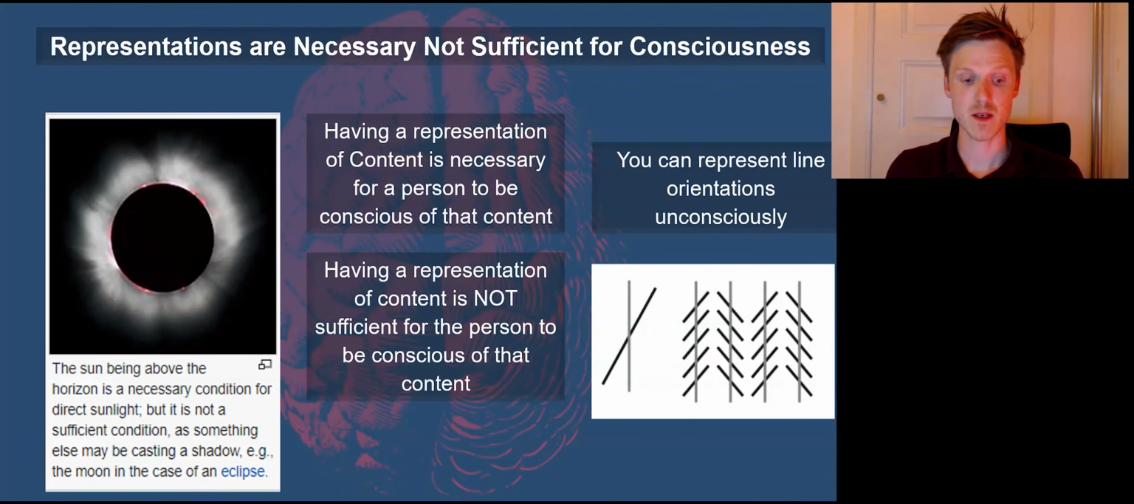A third aspect is that while it is true that a representation of content is necessary for a person to be conscious of that content, that is not the same as saying that any representation necessarily leads to that person being conscious of that content. It could be said that having a representation of content is necessary for a person to be conscious of that content, but is not sufficient for that person to be conscious of content.